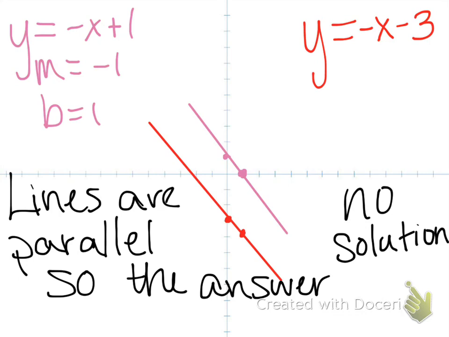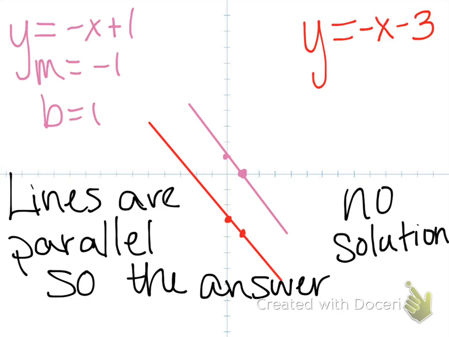So we would then graph that by going up 1 for the y-intercept. From there, we would go down 1, right 1 to plot the slope. From there, we would graph a line through those 2 points. For the second example, we would again identify the y-intercept and the slope. The y-intercept would be negative 3, and the slope again would be negative 1.